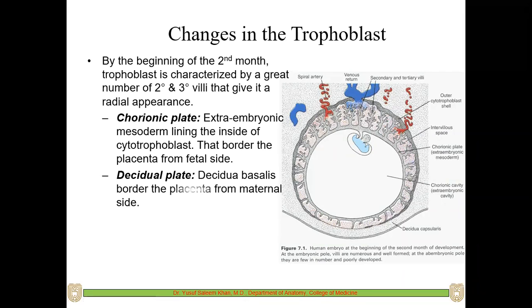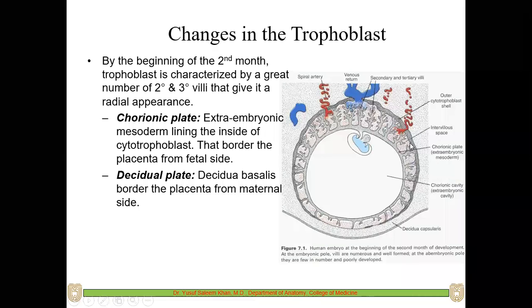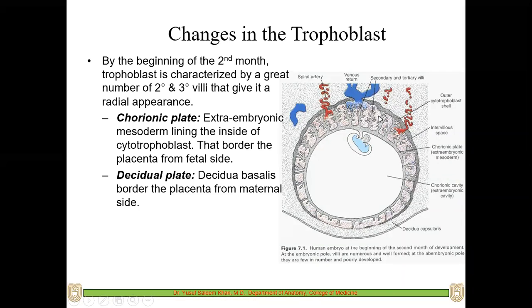There is also another plate developing from outside. This is called the decidual plate, because this is the decidua, the endometrium of the mother. So the decidual plate, decidua basalis, borders the placenta from the maternal side. From the maternal side, that is the mother side, there is one more barrier being formed. This is called the decidual plate. So there are two plates here. One is the chorionic plate and the other the decidual plate, and in between you can see these are the chorionic villi.